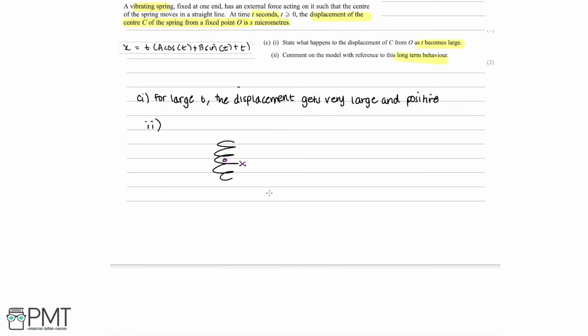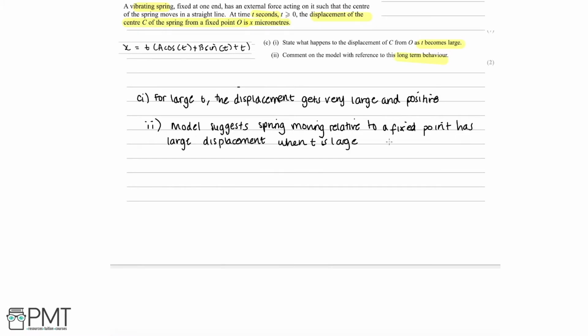But realistically, if you do that to a spring, the spring is going to break, because the spring is eventually going to reach its elastic limit. So thus the answer to this question is that the model suggests the midpoint of the spring moving relative to the fixed point has large displacements when t is large, and that's unrealistic, because the spring may reach an elastic limit, causing it to break.